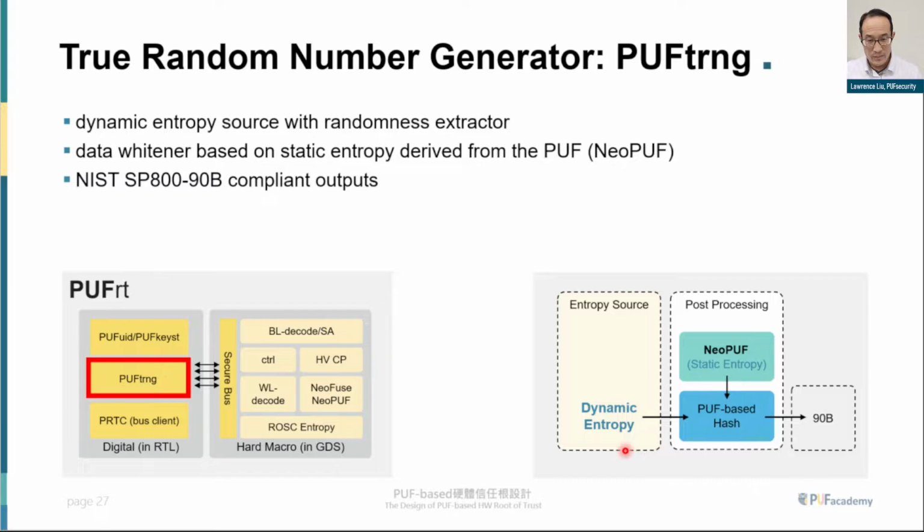Next, we have PUFtrng, which is the built-in true random number generator, comprised of a dynamic entropy source, which feeds a data whitener, also known as a PUF-based hash, using static entropy derived from the PUF, the NeoPUF. And PUFtrng's outputs have been measured to be compliant with the guidelines detailed in NIST's special publication 800-90B, which is used for estimating entropy quality.